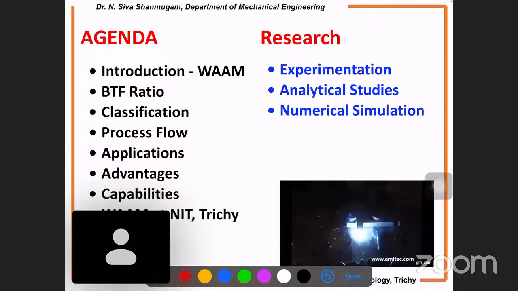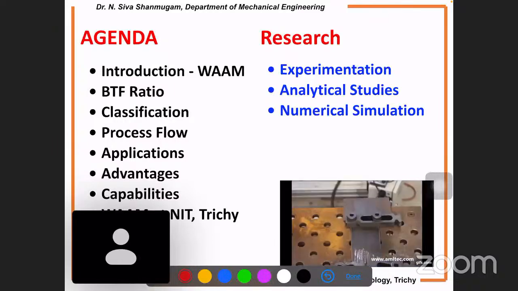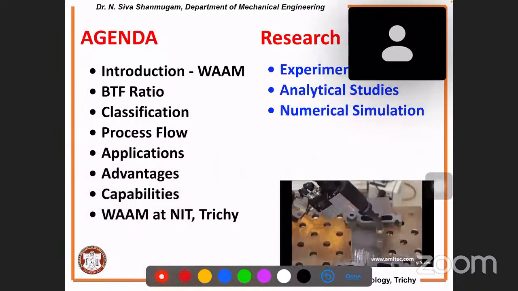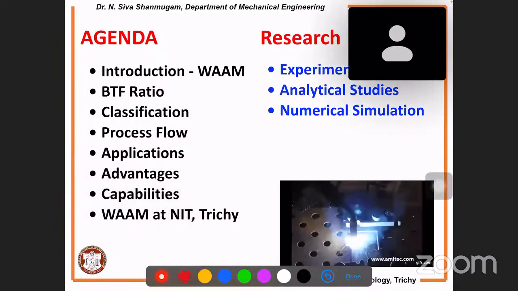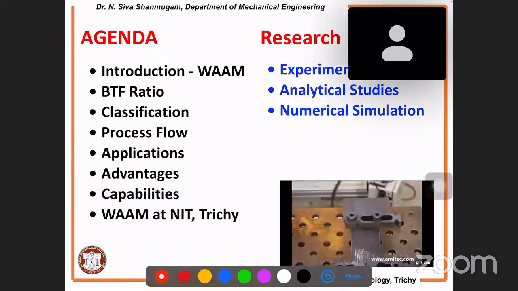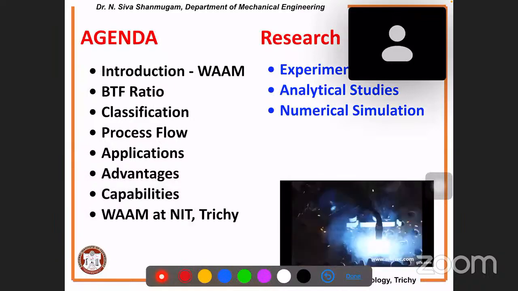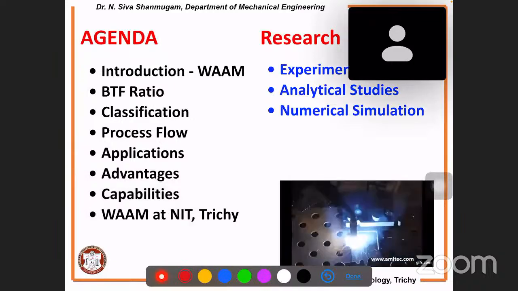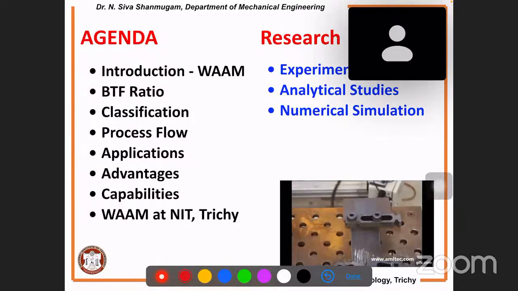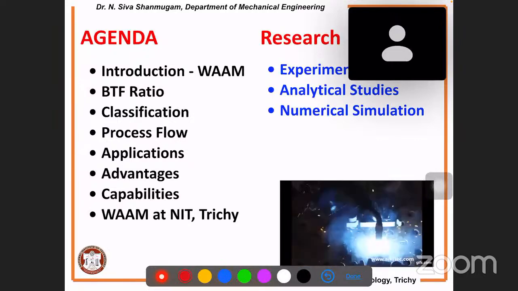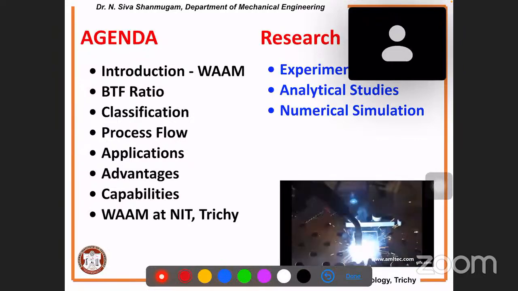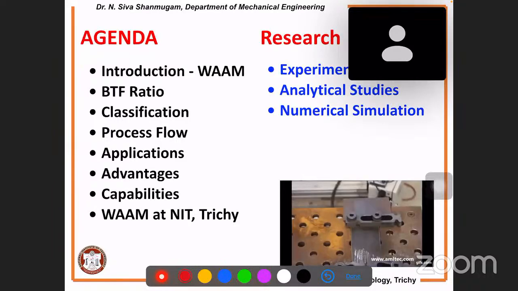Then the classification and process flow, how WAAM is going to be utilized for developing a product, and also the applications, advantages, and capabilities of the WAAM process in today's industrial scenario, and also WAAM and reaching. I am not going to take all the information from the website.